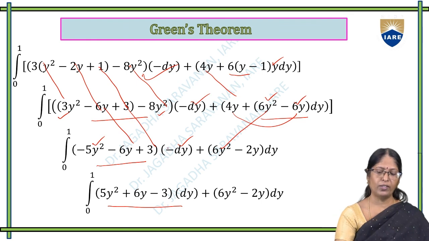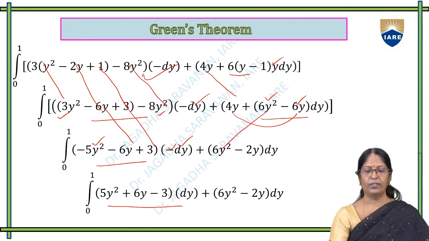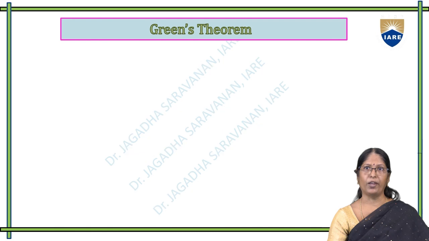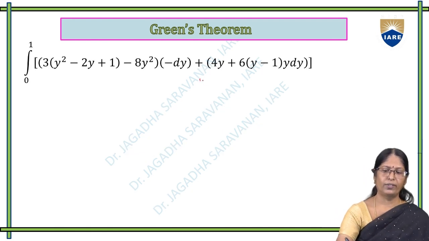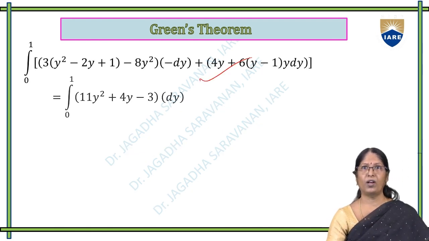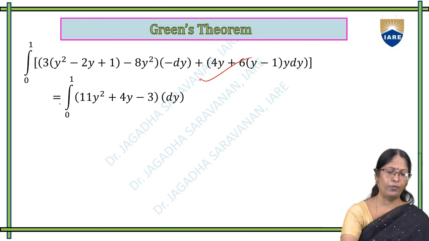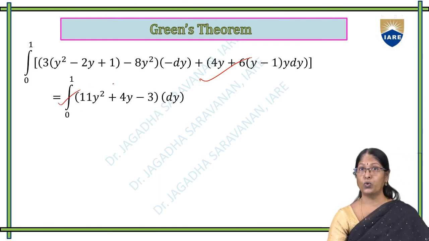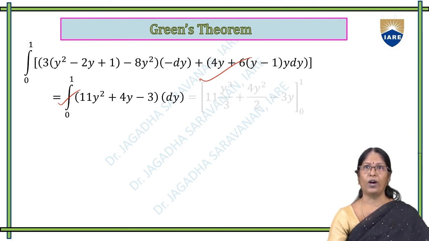That is, this minus we brought inside. That's what the changes occurred here. Plus 6y square minus 2y dy. So this is the result we obtained just now. So if we simplify, we are getting the integral from 0 to 1 of 11y square plus 4y minus 3 dy.